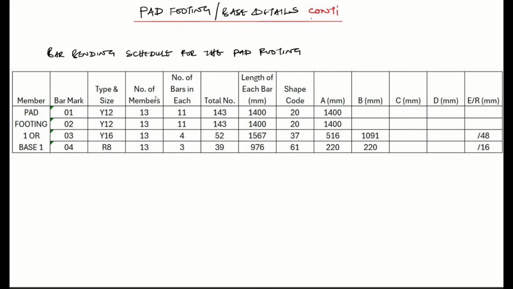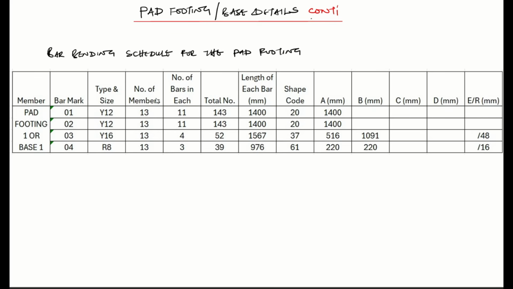The number of members will always be given to you in a question. For example, they can tell you that you have 6 pad footings, or 6 identical pad footings, or 4 identical pad footings, or 4 pad footings. It can be any number. So in our case, we're going to have 13 pad footings. This is where the 13 is coming from. So the number of members is the number of that type of member that you're dealing with.